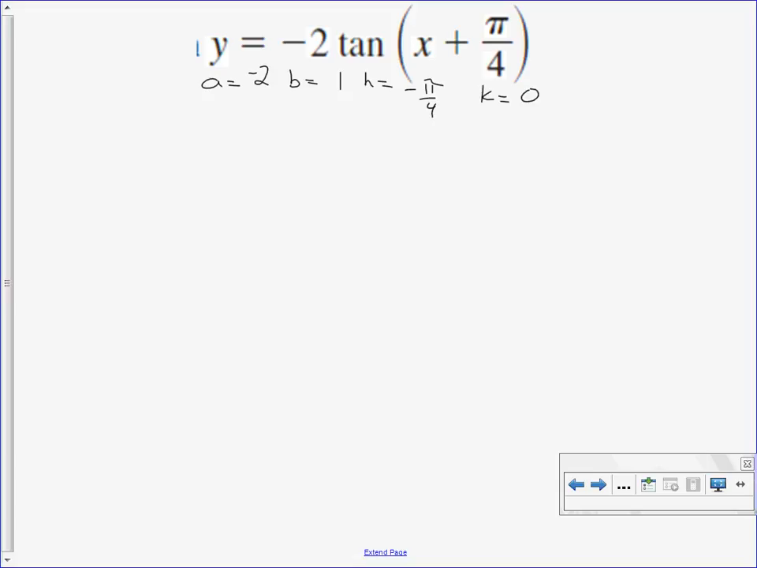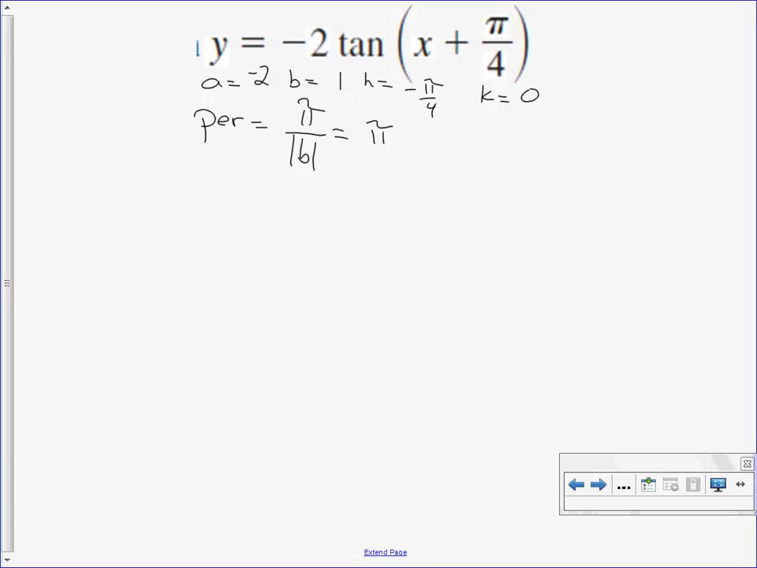So do we all agree that when we graph this, we're going to eventually have to shift it to the left pi over 4? Do we agree on that? Yes. Okay. There's no vertical component to worry about, so we still have to identify our period. Remember, the period for tangent is always pi divided by the absolute value of b. Well, what's the period in this case? Pi. Very good.